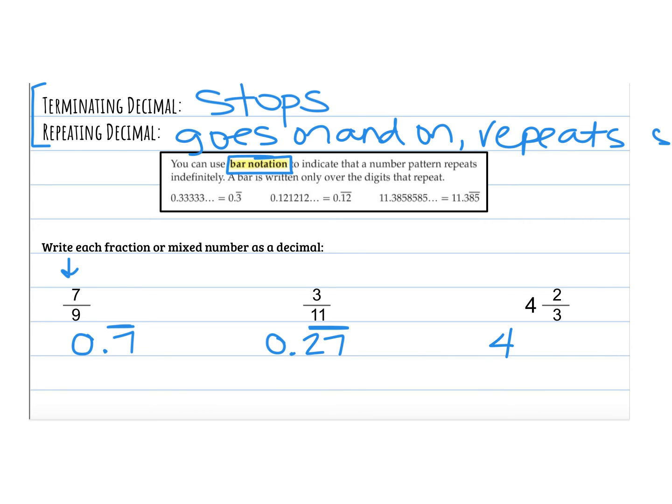4 2/3 is going to be 4 point, and then I do 2 divided by 3, and it's 0.66666, so it'd be 4.6 repeating. Let's say you get a decimal that has, so let's look up here, 11.38585885. Notice that the bar notation is only over the 85. So that means the decimal now is going to be 11.38585885. That 3 was just there at the beginning.